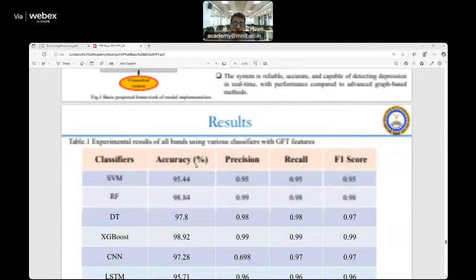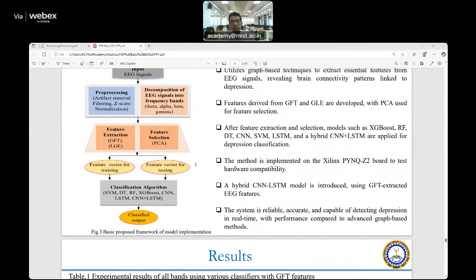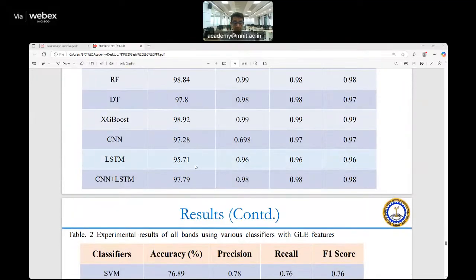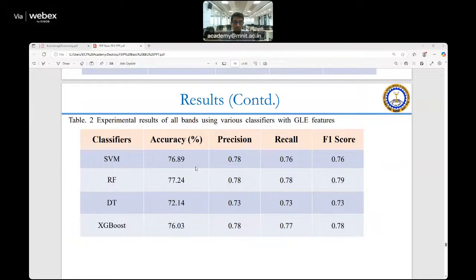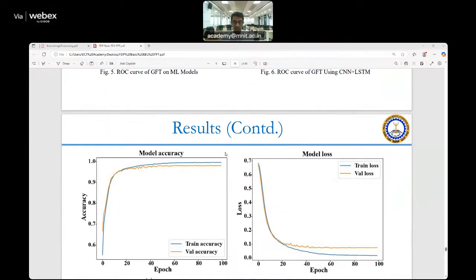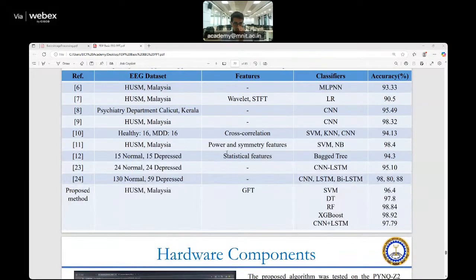So here GFT features have been used to calculate the depression. Here are the results of all bands using various classifiers with the GFT feature. This is the ROC curve, model accuracy, and model loss. So this is our result.